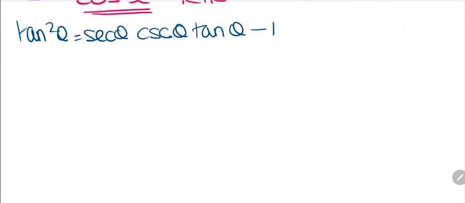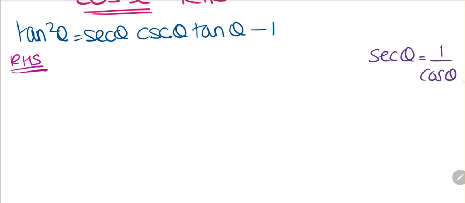Okay, so let's have a look at another question. So this time the right hand side is more complicated, so I'm going to take the right hand side and prove or verify that it's equal to the left hand side. So we need to still use the Pythagorean identities or the quotient identities. We're going to use everything that we know. So let's have a look at secant. So secant of theta is equal to 1 over cosine of theta. So I'm going to rewrite that as 1 over cosine of theta.